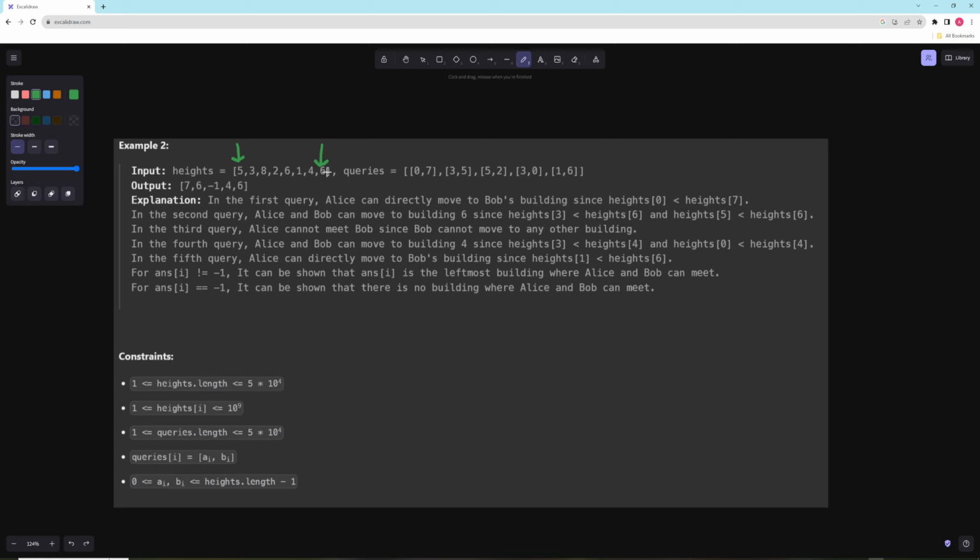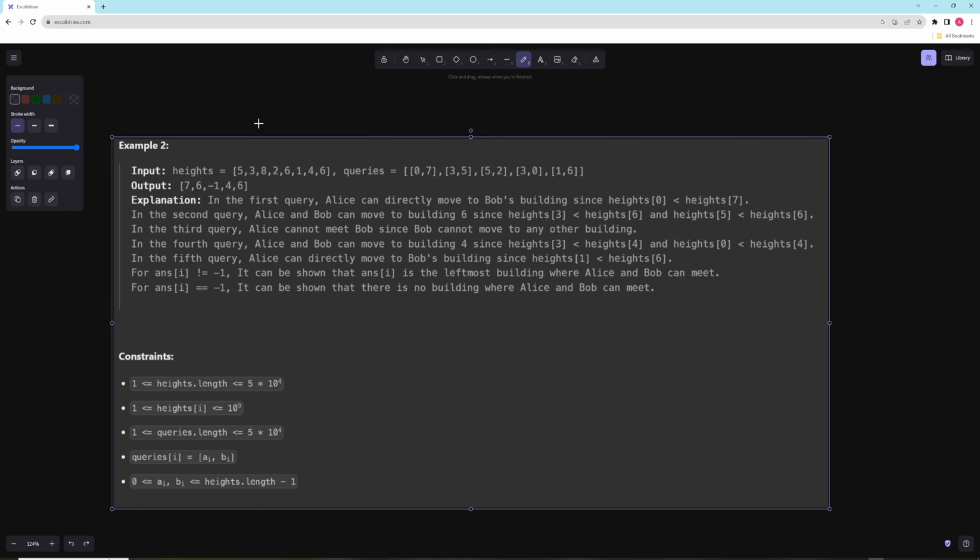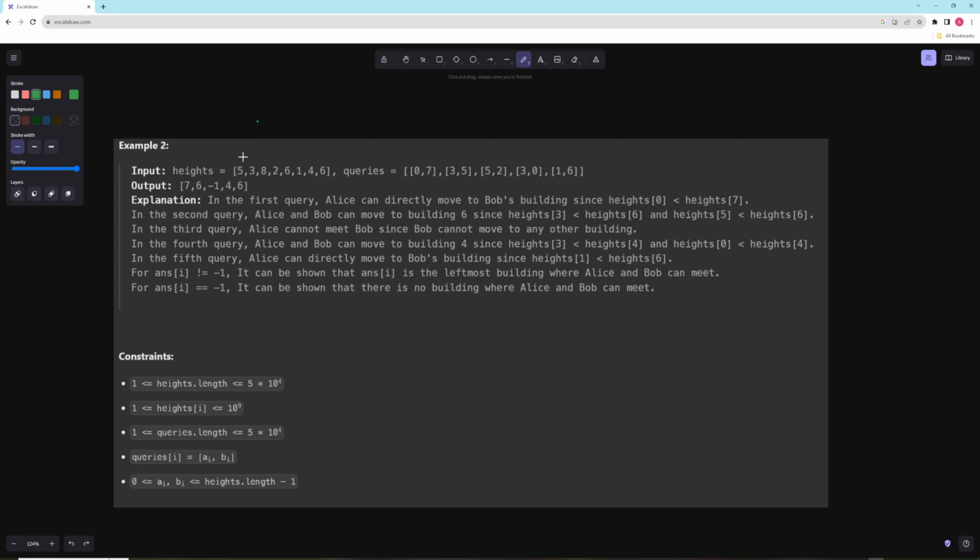So if the right person has a bigger building already, then the left person can simply move to their building, right? That's the case here. If the left person is bigger or equal, like let's say they're here, the left person can't move here because the person has to move to a building that's bigger. Okay, so let's go through the next example. We have 3 and 5. In this case, this person can't move over here because it has to move to a bigger building.